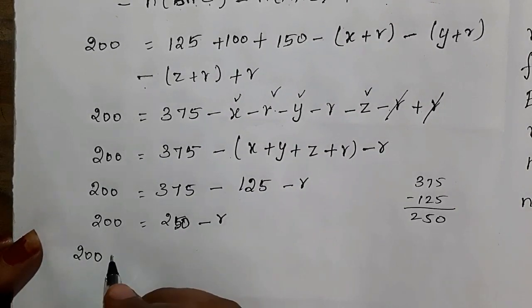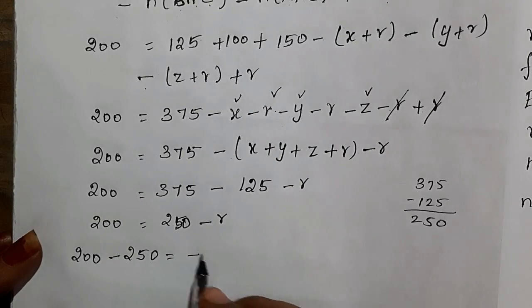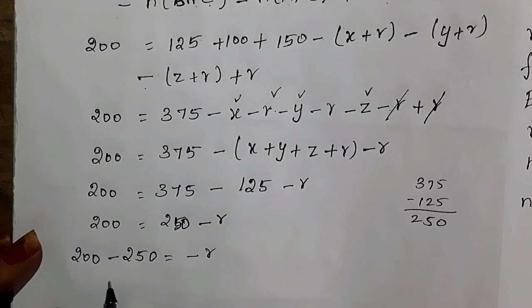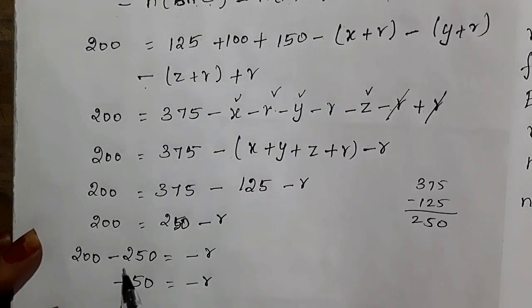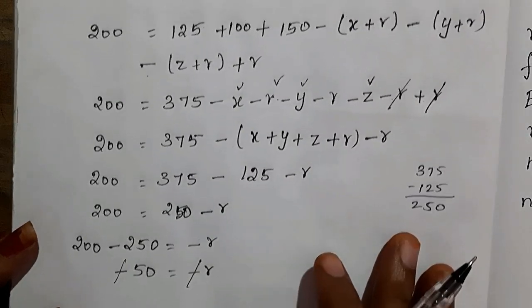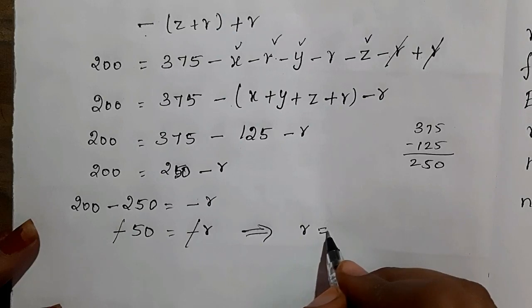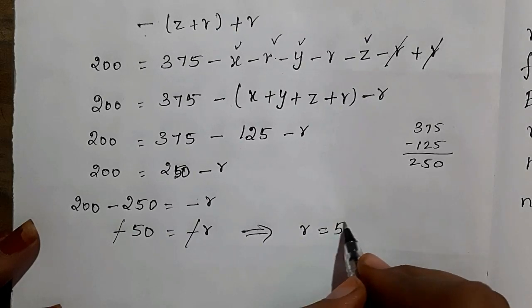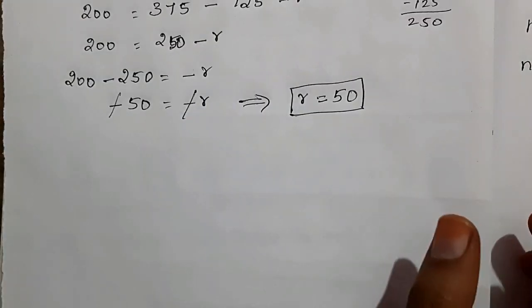200, I am doing this here, so the sign will change: minus 250 equal to minus r. So that implies minus 50 equal to minus r. So the negative sign you can cancel. So what we get, that implies r equal to 50. So we got the value of r now.